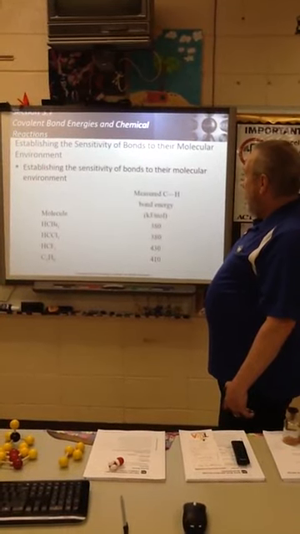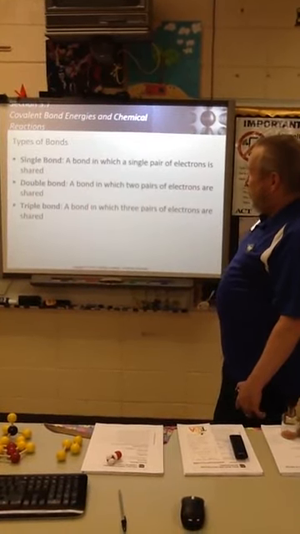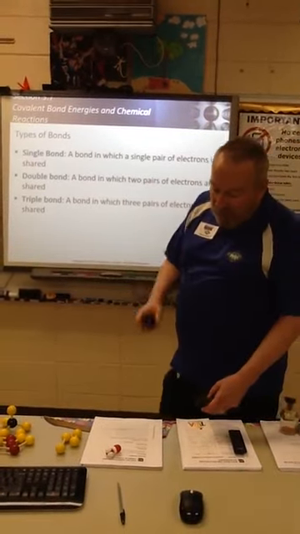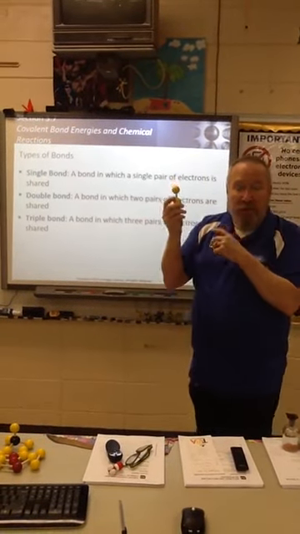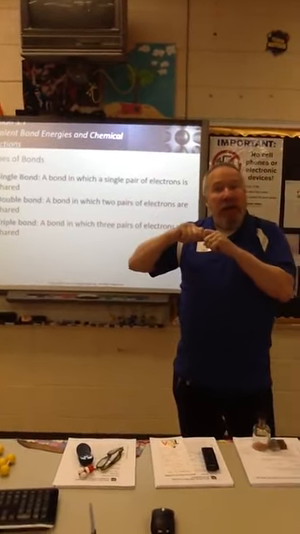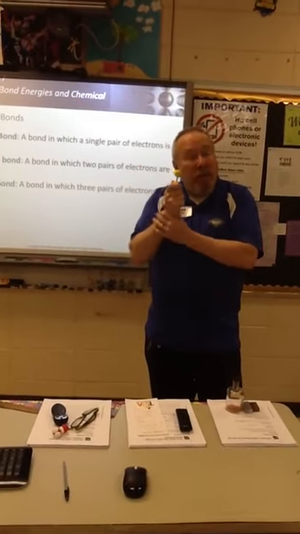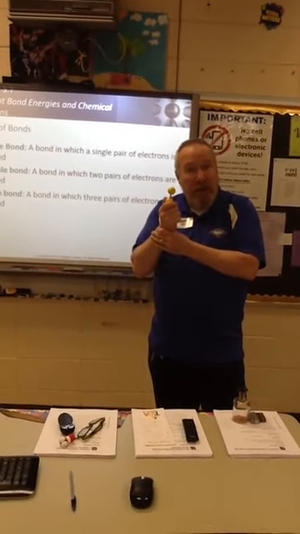I want to talk about bond length and bond energy. And so, we have three types of bonds in the world. Single bonds. Here's hydrogen. Two hydrogen atoms come together, form H2. Why? Each hydrogen has one electron. They want to have two, like helium, like the noble gas.